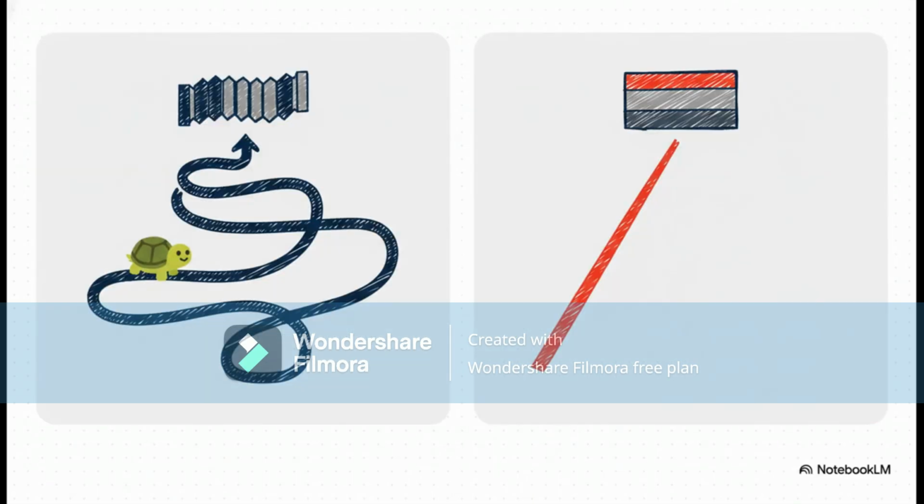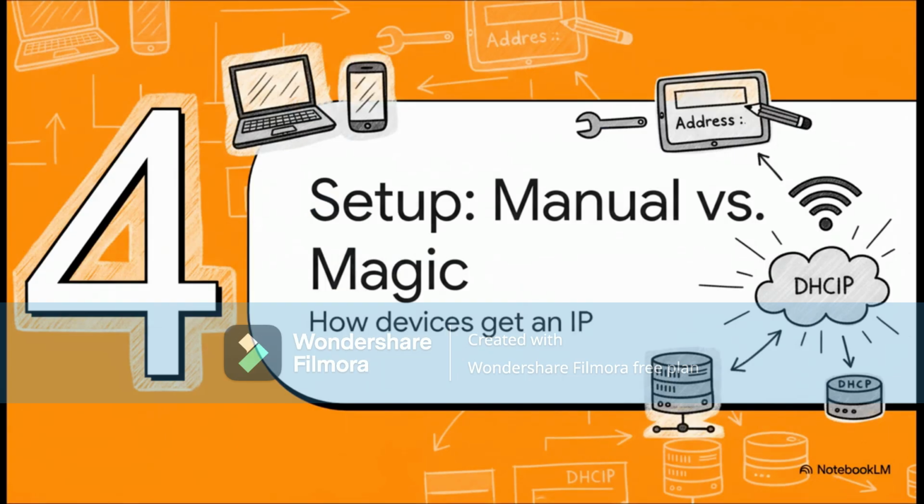So to sum it up, IPv4's header is variable and pretty complex for routers to handle. IPv6's header is a fixed size and totally streamlined. At the end of the day, that means less work for the routers and a potential speed boost for your connection. So another huge difference, and trust me, this is a great topic for exams, is how devices get their IP address in the first place.